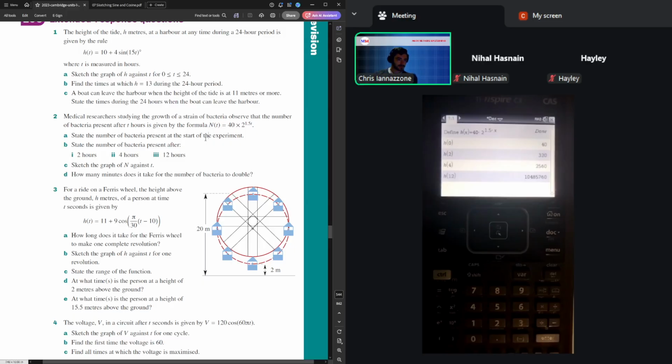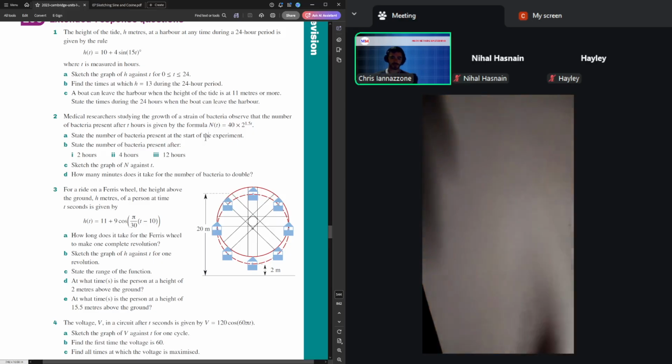Sketch the graph. CAS is too easy for that sort of thing, so I think we'll just revise how to do it tech-free.